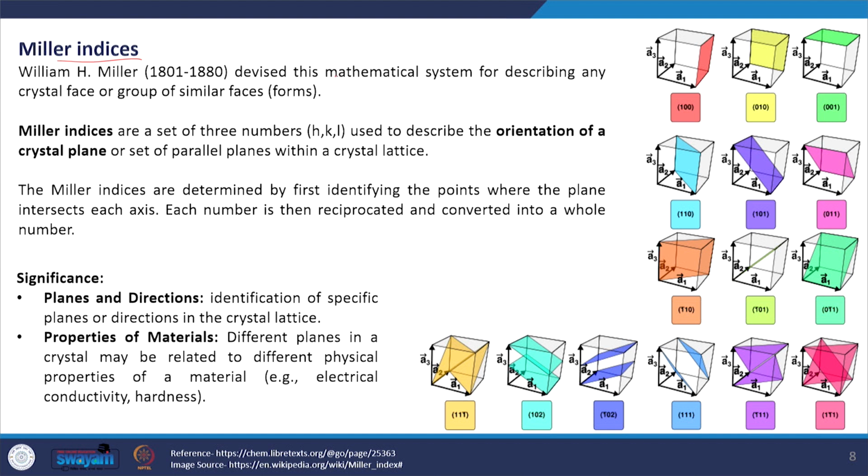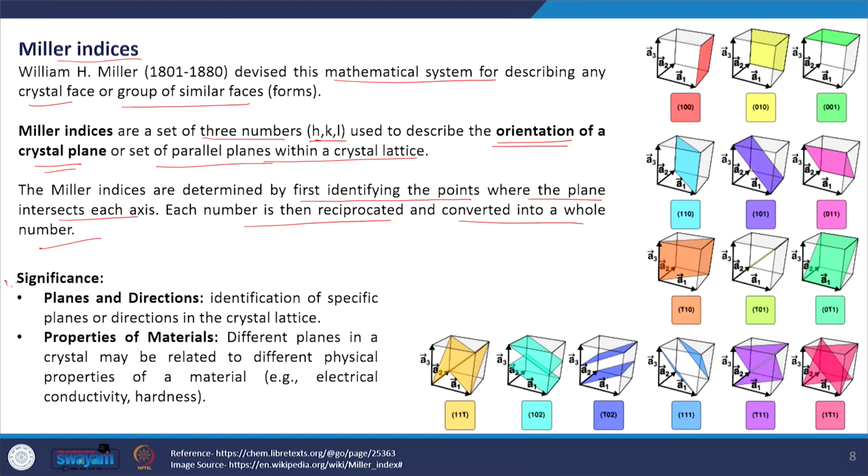Dr. Miller devised this mathematical system for describing any crystal phase or group of similar forms. These Miller indices are a set of 3 numbers, h, k, l, used to describe the orientation of a crystal plane or set of parallel planes within a crystal lattice. They are determined by first identifying the points where the plane intersects each axis. Each number is then reciprocated and converted into a whole number. I will explain this in detail in the next slide.